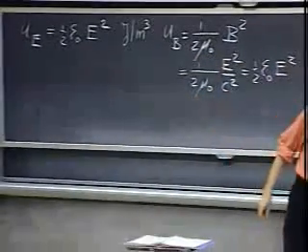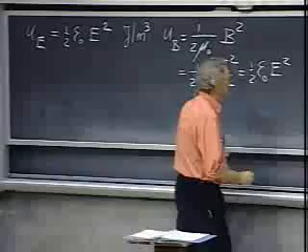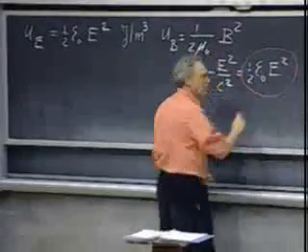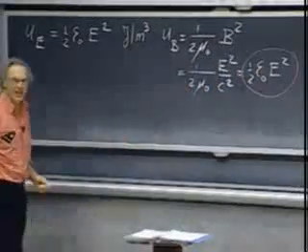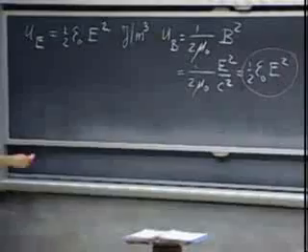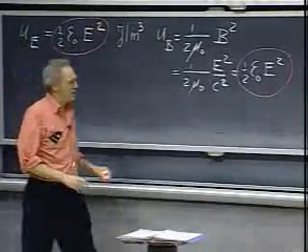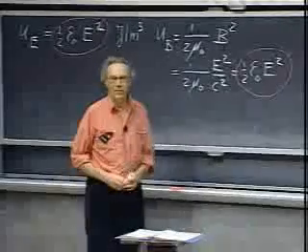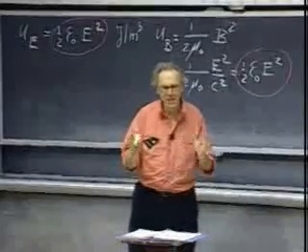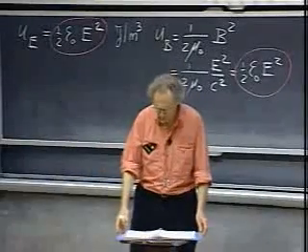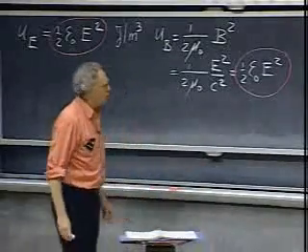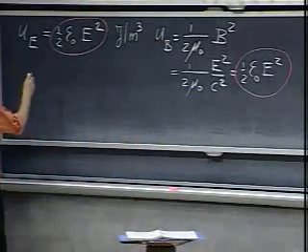And when you see this, this is an absolutely amazing result. Because what this tells you is that the energy density in the magnetic field of a traveling wave is exactly the same as the energy density in the electric field of an electromagnetic wave. That's really an amazing thing. The symmetry is absolutely beautiful. So the total energy density is the sum of the two.